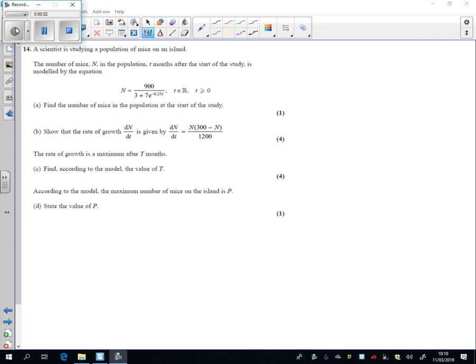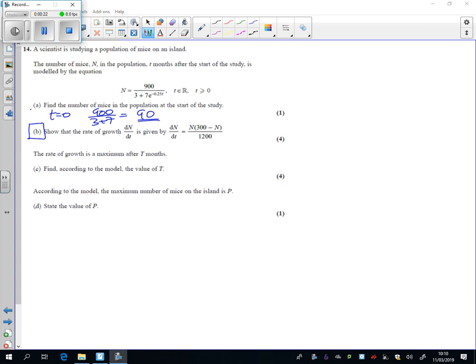Question 14. We've got one really tough bit here, which we'll work on in a moment. But we've got an easy part here that everybody should get. Look, we just got to find out what happens when t is equal to 0. I've just got 900 over 3 plus 7. 900 over 10 is 90. Everybody should get that. And also I've got C and D here.